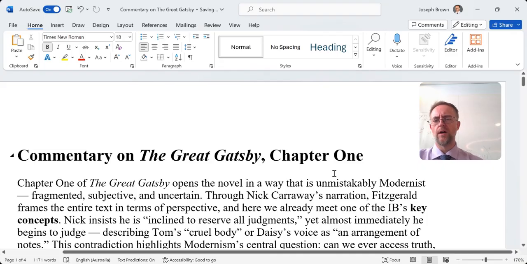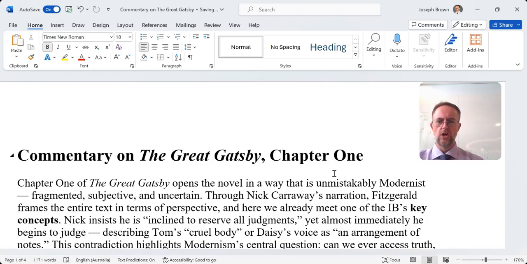It's mostly for my year 13s, but I'm just making it out there for anyone else who may be studying the IB and might get some value out of this. We're studying The Great Gatsby, mostly in preparation for paper two, which is IB English A paper 2, and they know all about that. So we're going to jump in, and we're not going to get too excited with a long introduction.